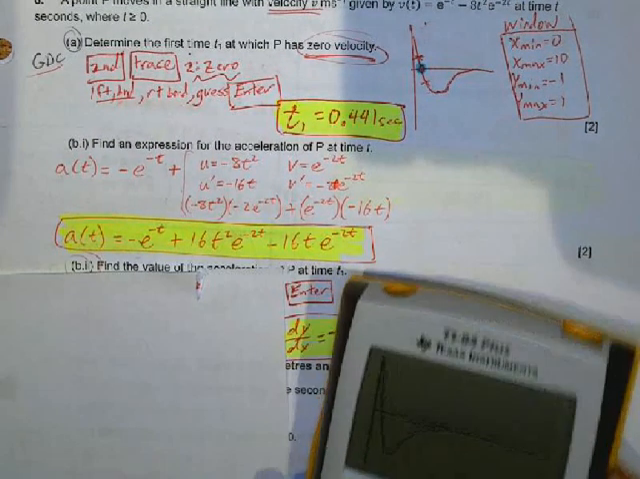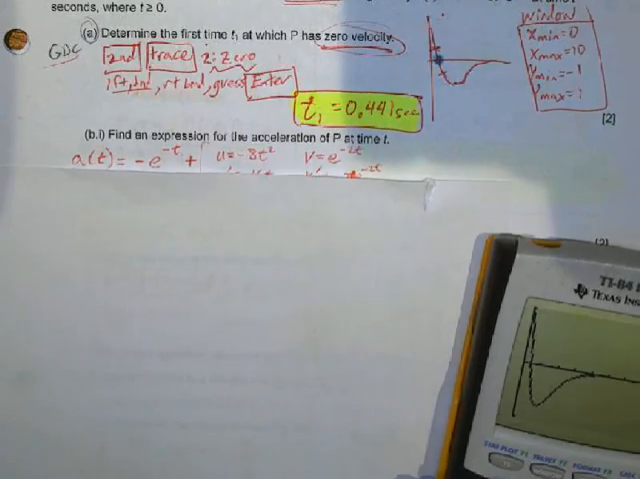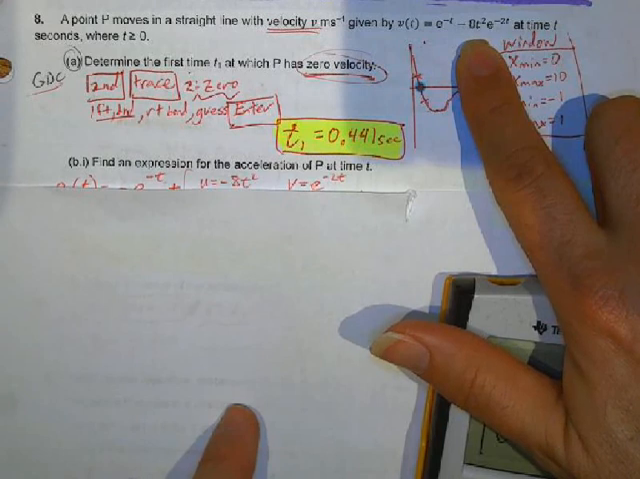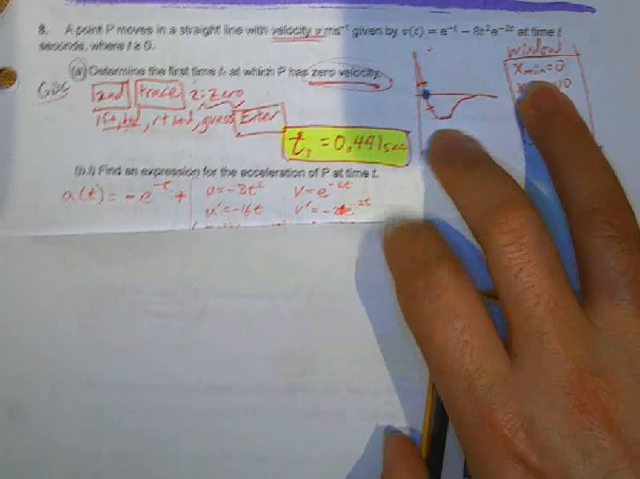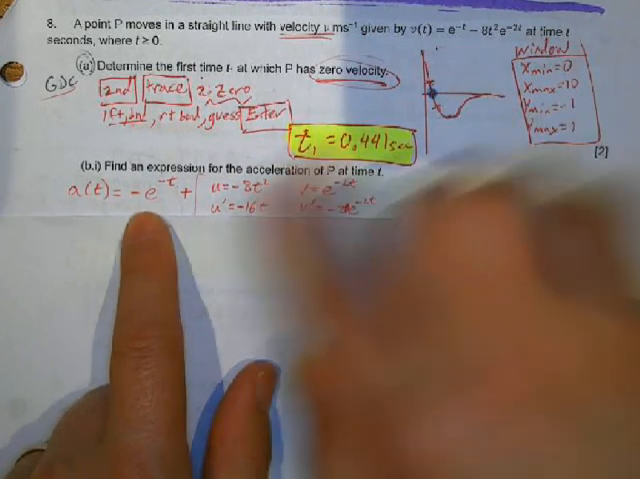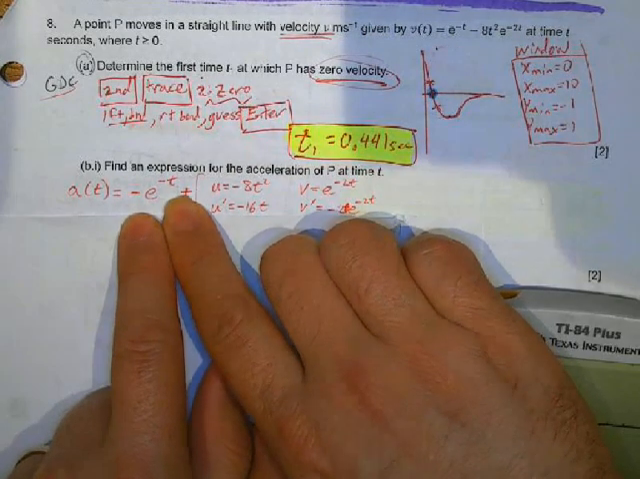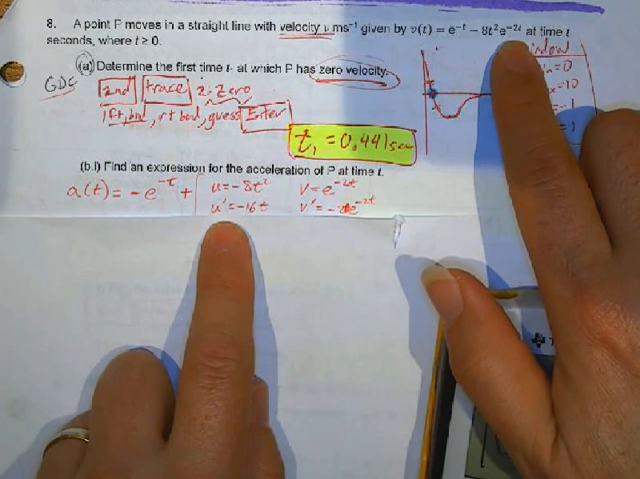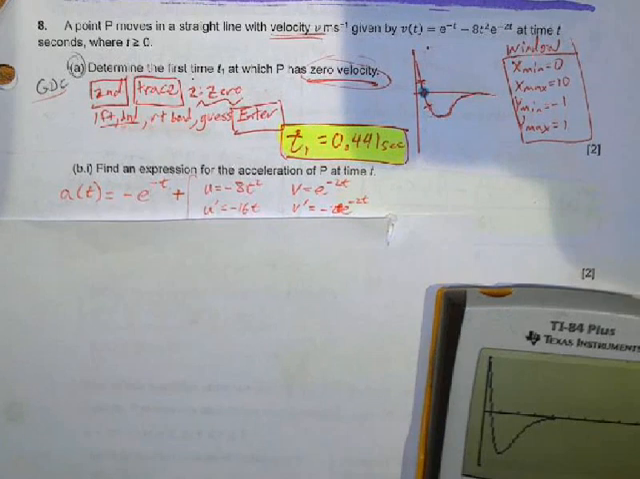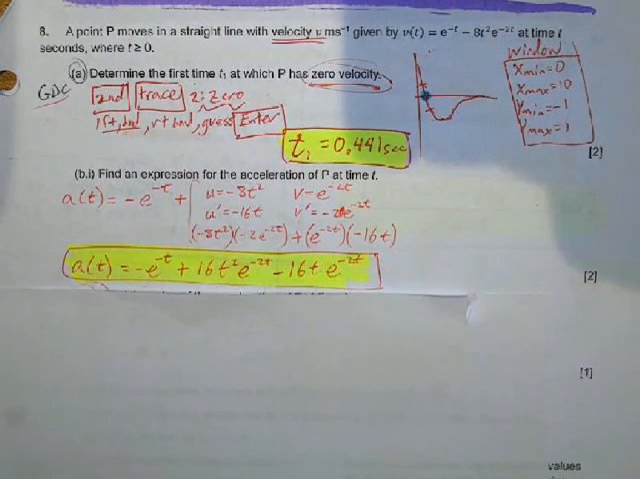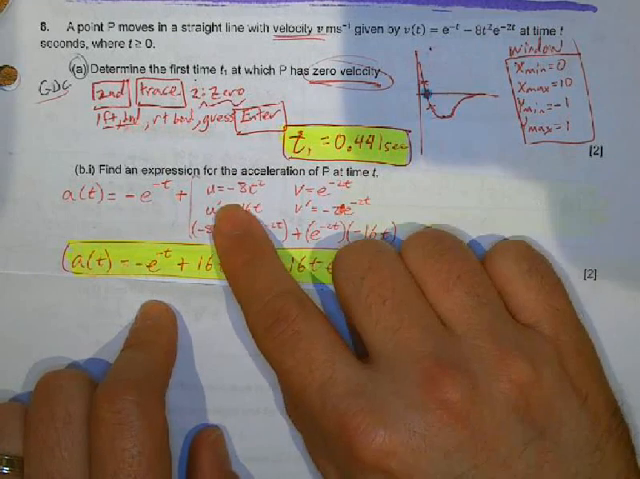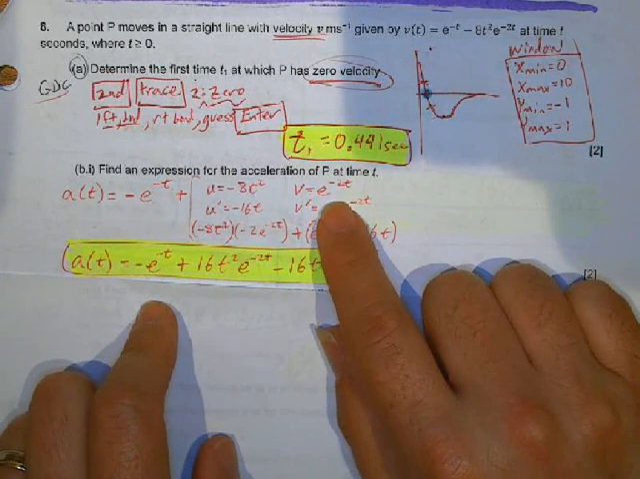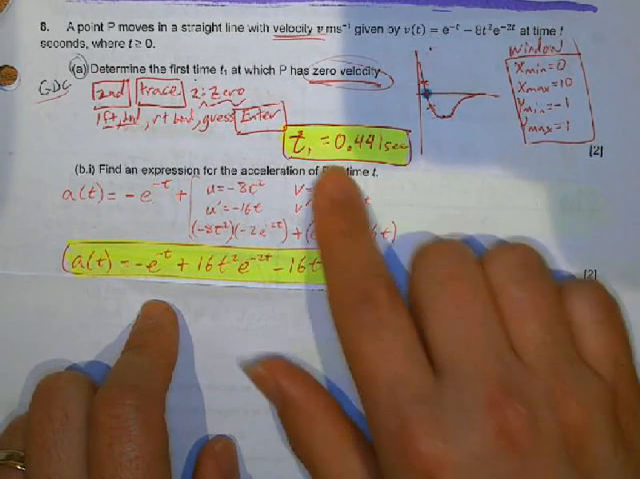Find an expression of the acceleration of p. So we've got this equation, right? The derivative of e to the negative t is going to give me negative e to the negative t, and for the derivative of negative 8t squared e to the negative 2t, I'm going to have to use product rule. So u is going to equal negative 8t squared, v is going to equal e to the negative 2t, and then I take my derivatives and I do product rule.